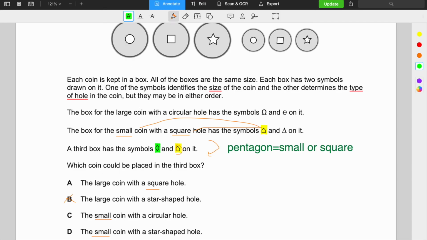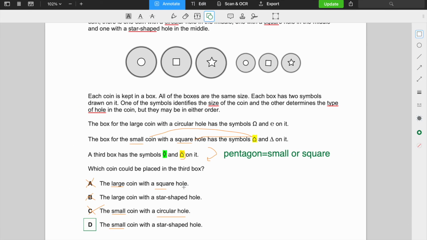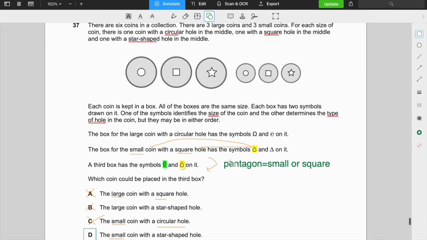So because it can't be large and circular, we can eliminate A because A has large, which won't work. And we can eliminate C because C has circular, which also won't work, right? So that leaves us with D. D must be our answer. So this was simply solved through a process of elimination. That's all it is, okay?